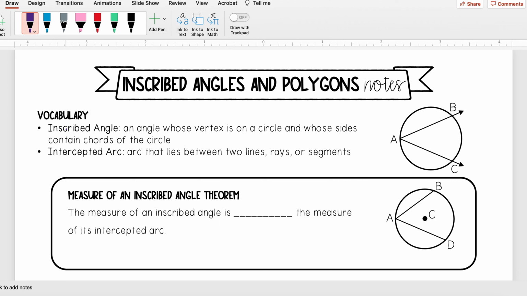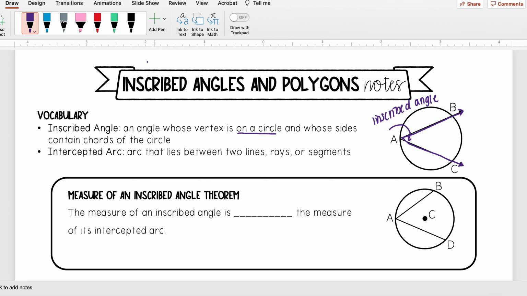So first, some vocabulary. An inscribed angle is an angle whose vertex is on a circle, and whose sides contain chords of the circle. For example, in this diagram here, my angle BAC is an inscribed angle, because my vertex A is on the circle, and my sides AB and AC are chords of the circle.